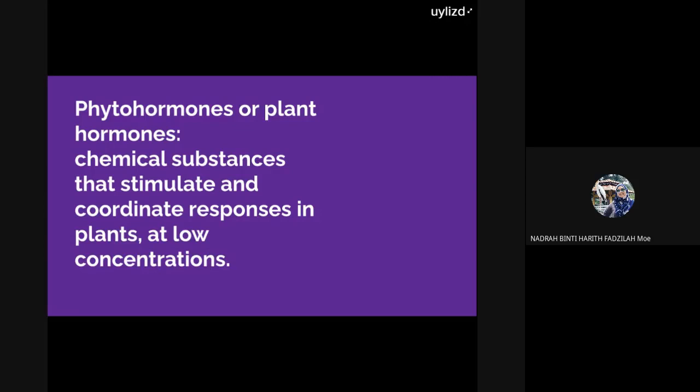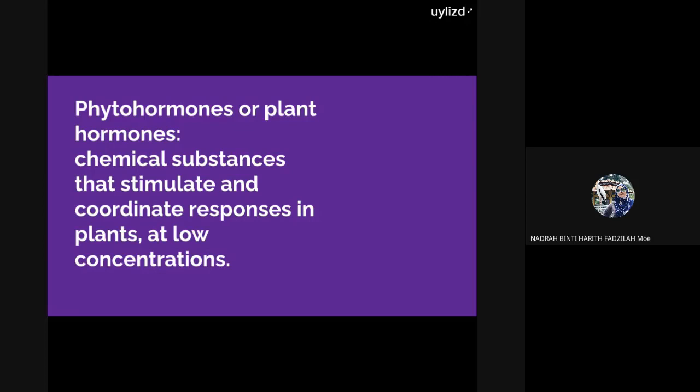It is a chemical substance that stimulates and coordinates responses in the plants at low concentration. So as we can see, for certain types of plants, ni dia punya hormon tidak rencam, tak kompleks macam kita. Tetapi it can have, within the same context, the same hormone can have different effects in different organs.